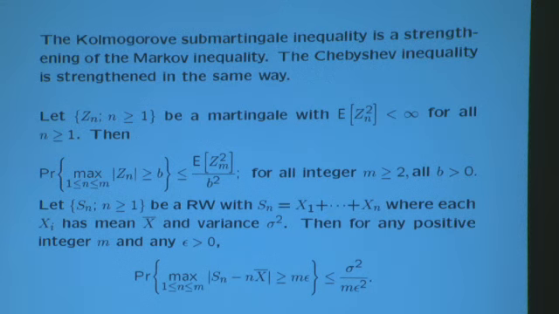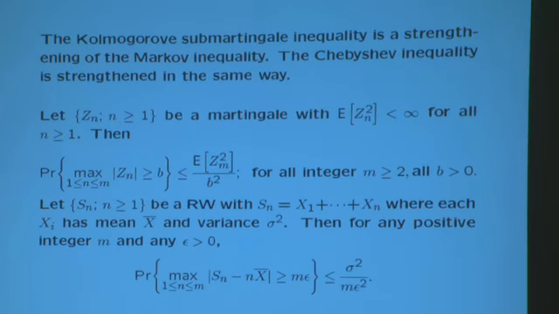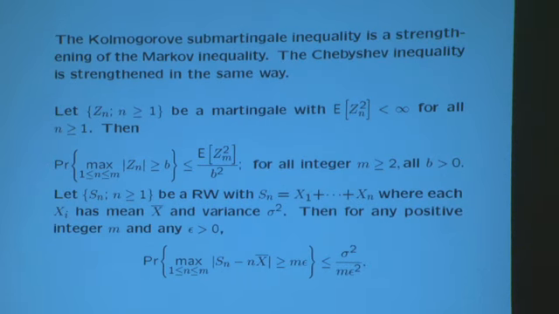So the Kolmogorov submartingale inequality is really a strengthening of the Markov inequality. You get this extra soup-to-nuts form of it. The Chebyshev inequality can be strengthened in the same way. That's called a Kolmogorov inequality also.